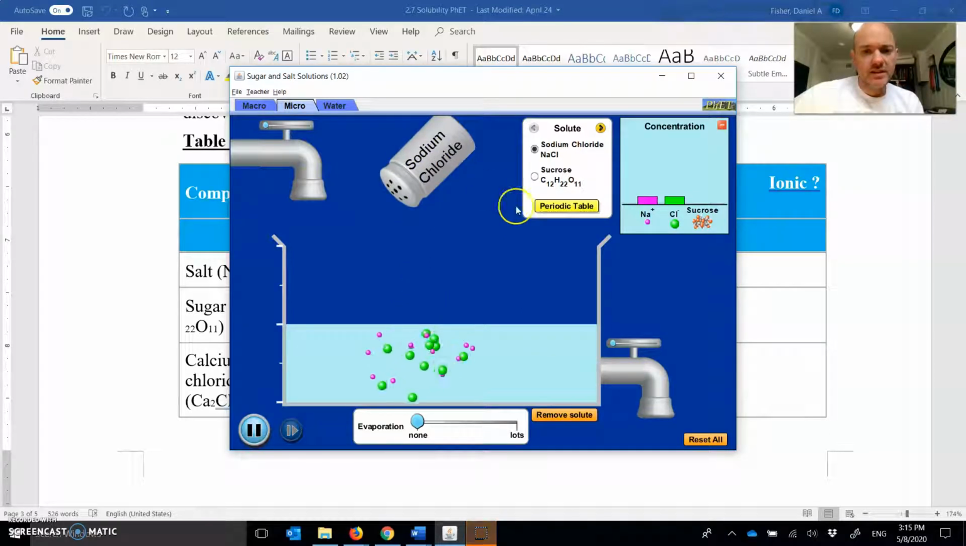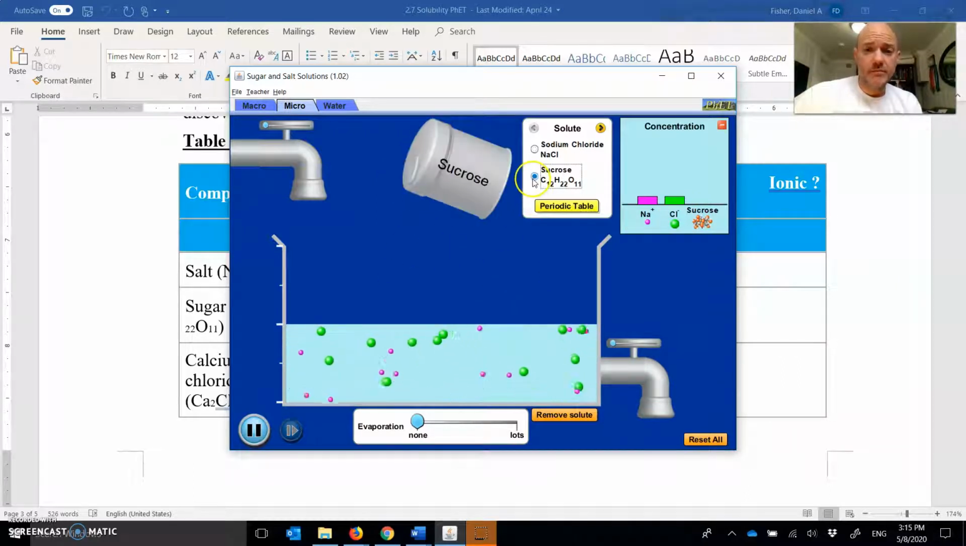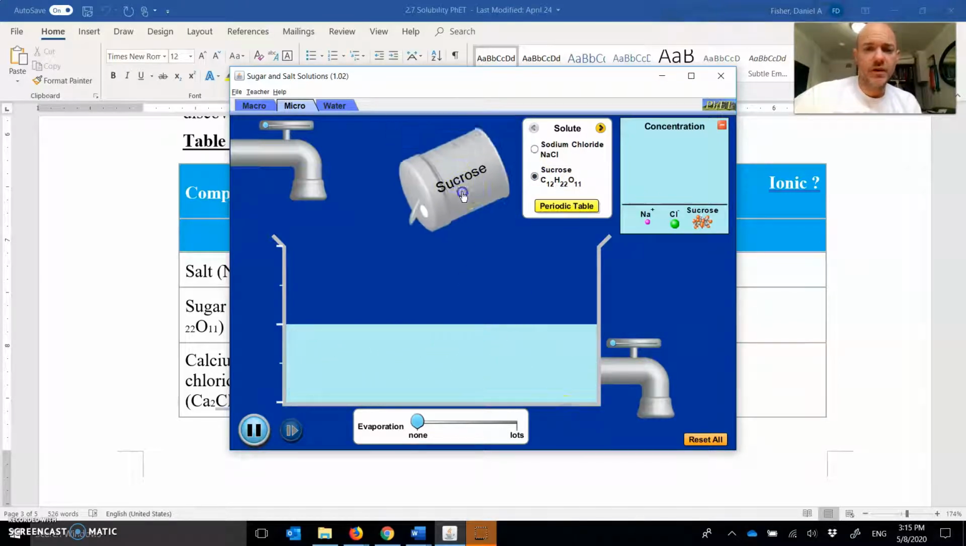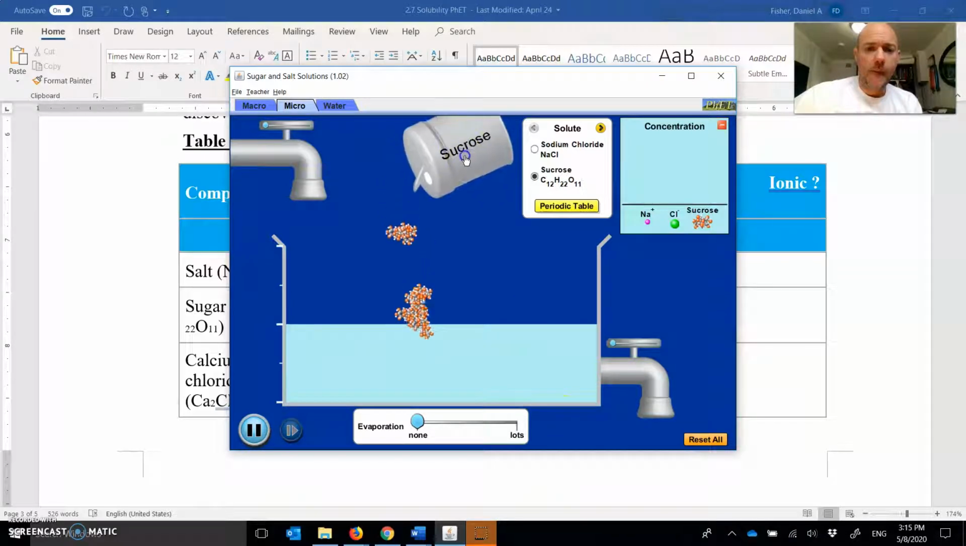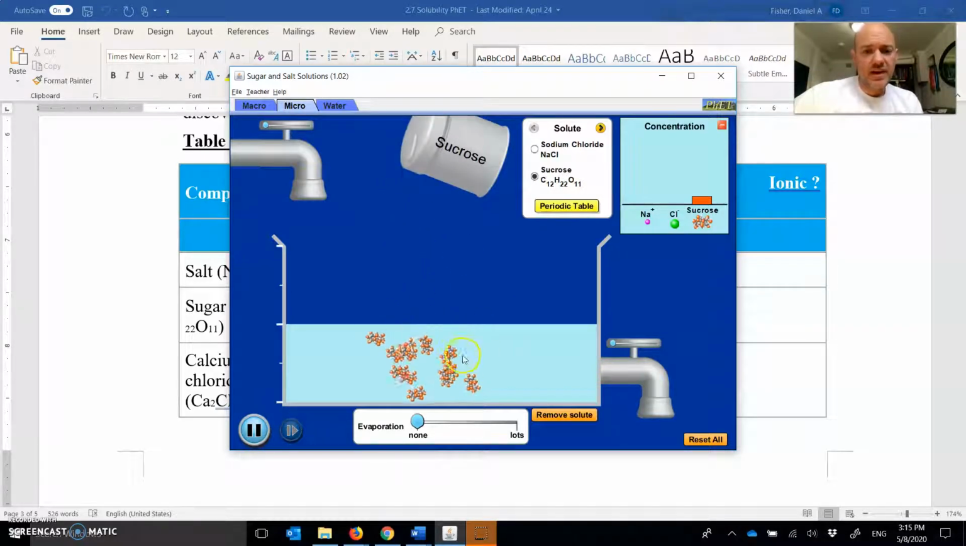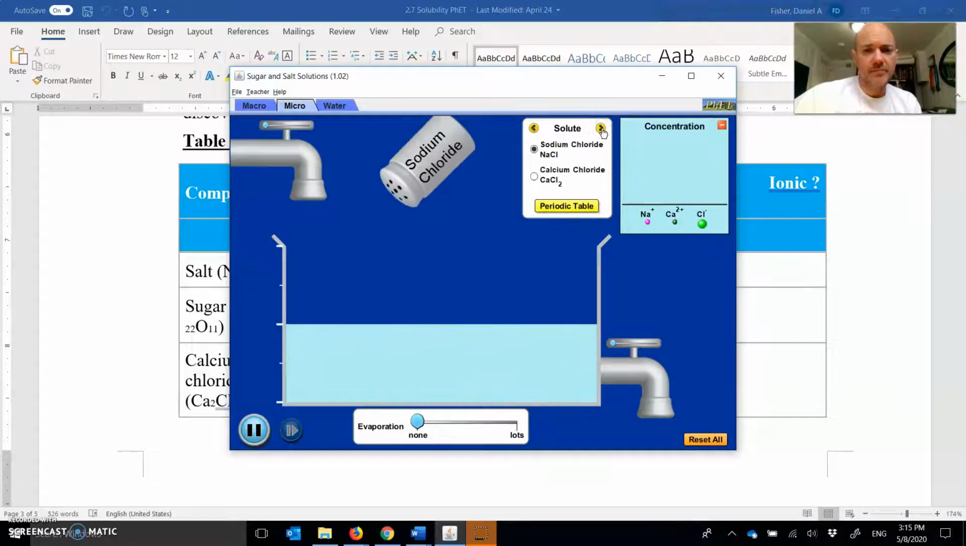What is it doing? Is it breaking apart? And we come over here, we can look at the concentration. We have sodium ions and chloride ions. So that one did break apart. Let's think about sucrose now. I'm going to remove this solute from the water. So sucrose, I have these sucrose molecules, and I can see in the concentration that they stayed together. They don't break apart into carbon, hydrogen, and oxygen. So that's something for us to think about.